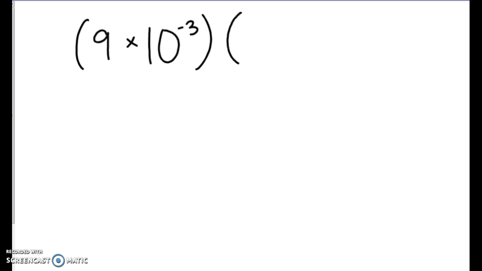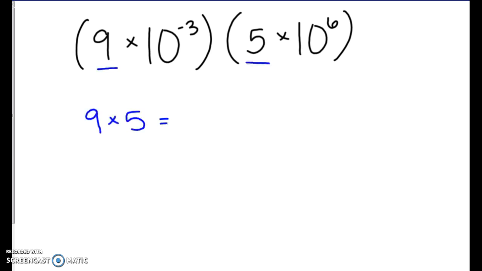Let's do another. We're going to have 9 times 10 to the negative third power times 5 times 10 to the positive sixth power. Now this one's a little different because we have a negative in there. Not much different, but it's just kind of weird that we have a negative going on. I'm going to do the same way. I'm going to do my 9 times 5. 9 times 5, I know, is 45.